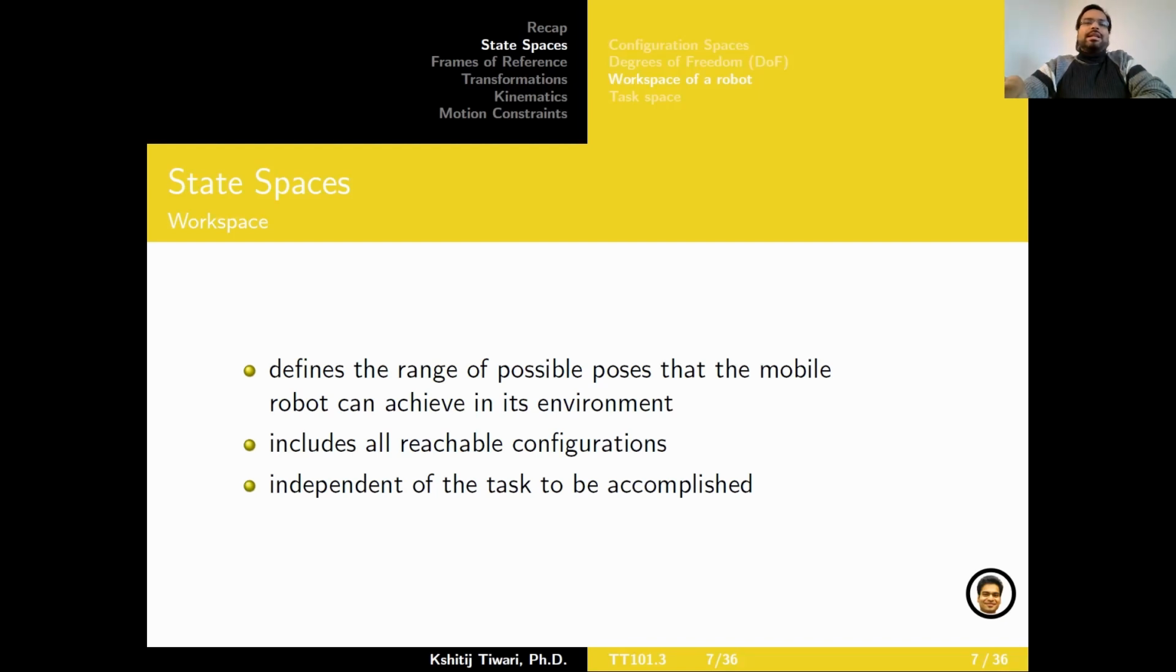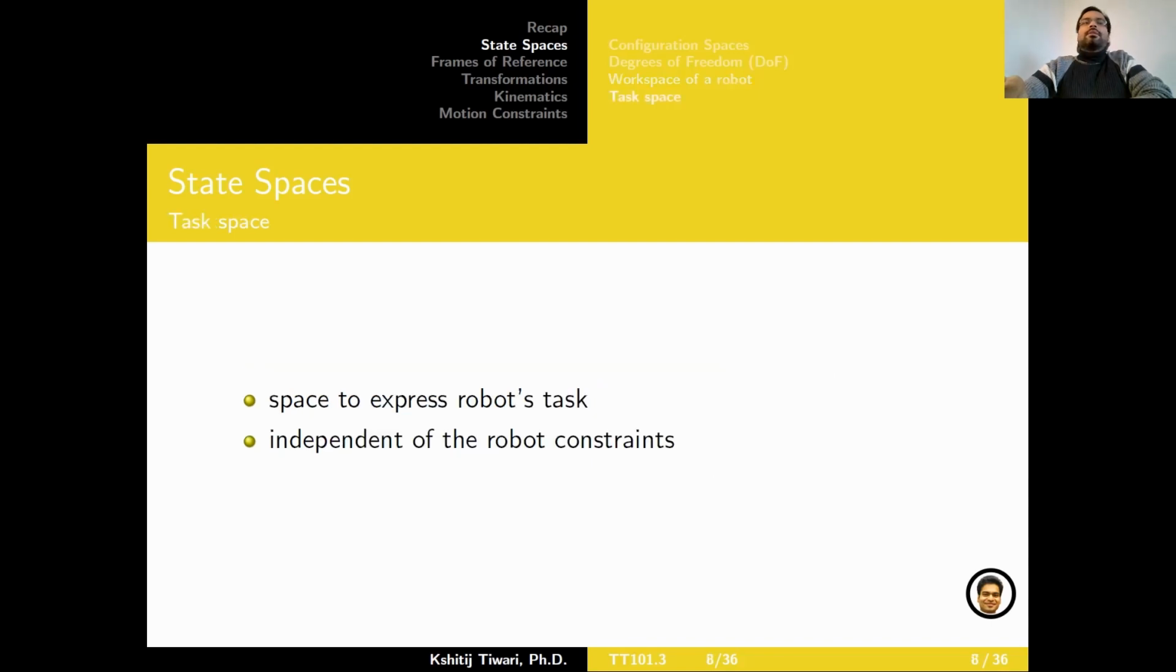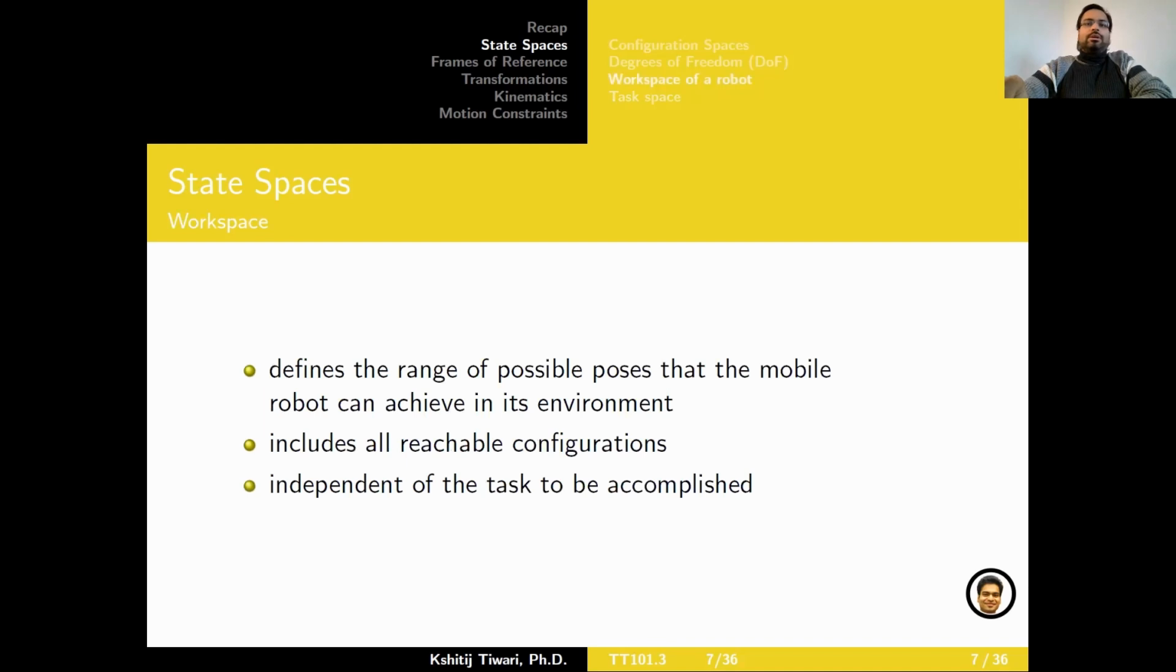So a workspace doesn't really care about what your task is, but it only cares about all the configurations that the robot can achieve. So it ignores everything that the robot cannot achieve. Similar to that, there is a task space, which is the space of all the robot tasks. So if you have a certain task and you could define it in a mathematical space, that would be the task space. Here, it does not take into account the things that the robot cannot achieve. So the configurations the robot cannot achieve would still be a part of the task space. So task space only talks about the task, workspace only talks about the robot.